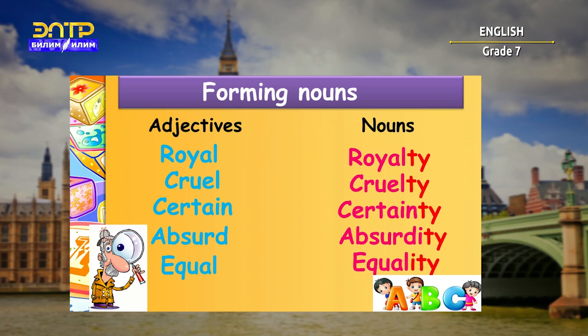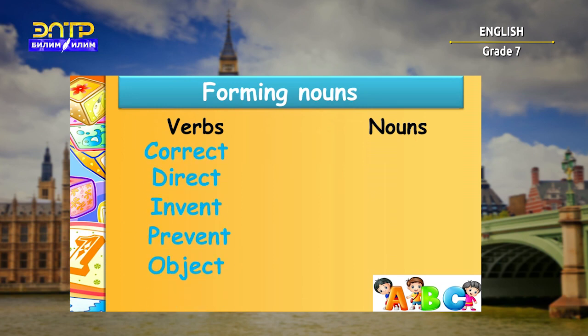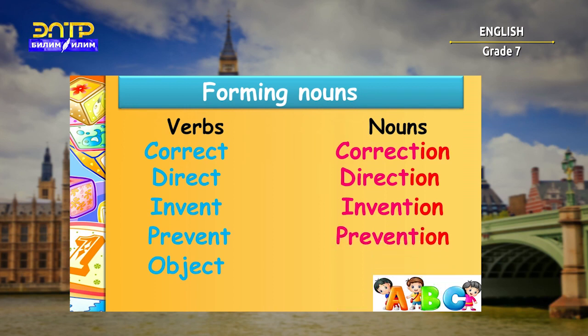The suffixes -ty and -ety help us to create a noun that means quality. They are added to a lot of adjectives such as royal, royalty, cruel, cruelty, certain, certainty, absurd, absurdity, equal, equality. The suffix -ion creates a noun that means action or state, and it can be added to verbs to form nouns, like correct, correction, direct, direction, invent, invention, prevent, prevention, object, objection.